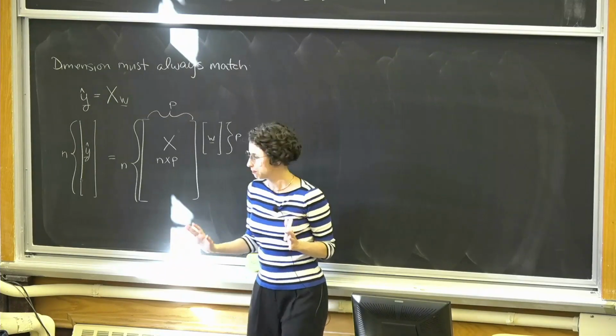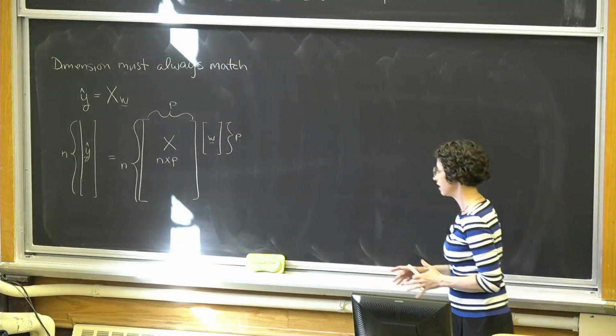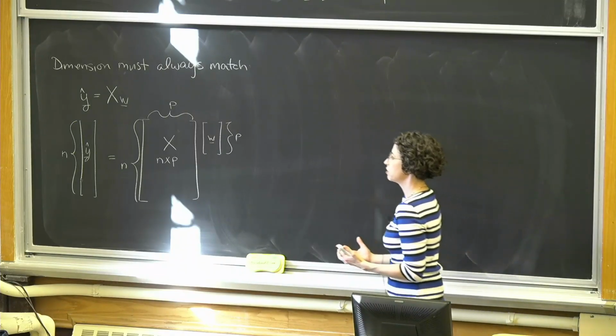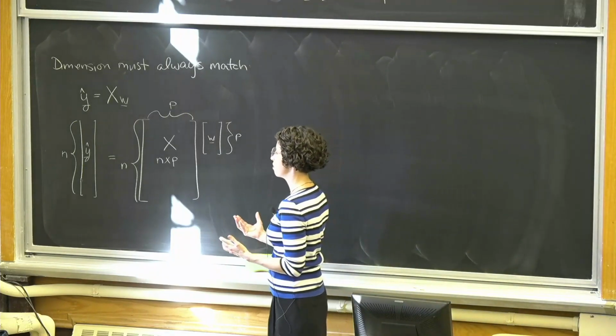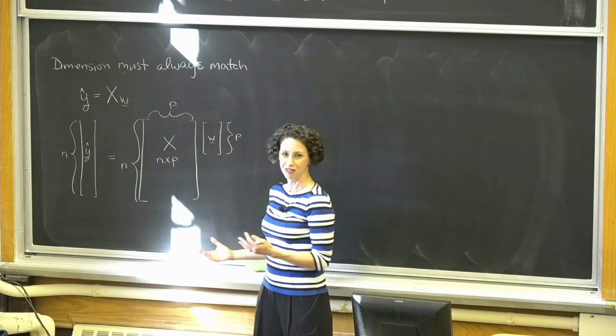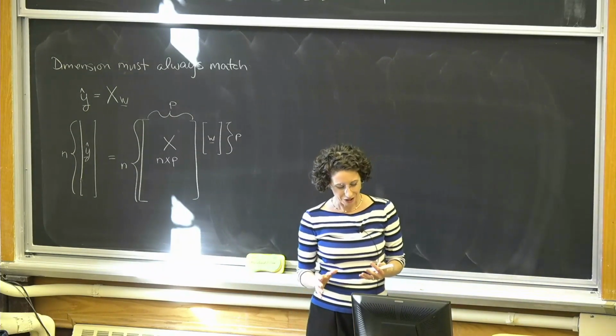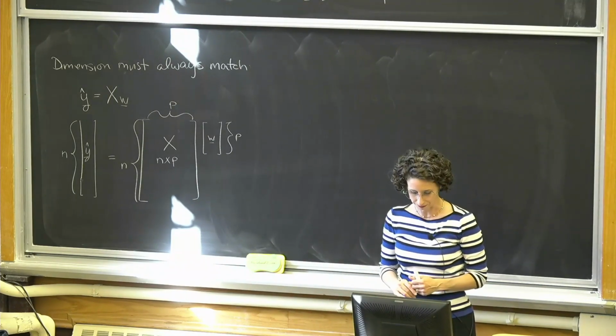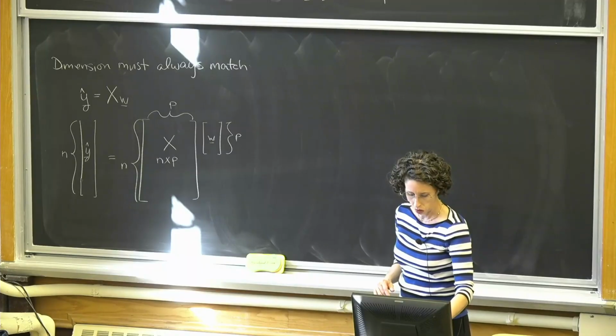Okay, maybe this sounds kind of obvious, but if you're just coding and, for instance, you're getting some error about not being able to multiply two things, the first thing to always check is whether you've got your dimensions right or whether you've accidentally taken the transpose of something.